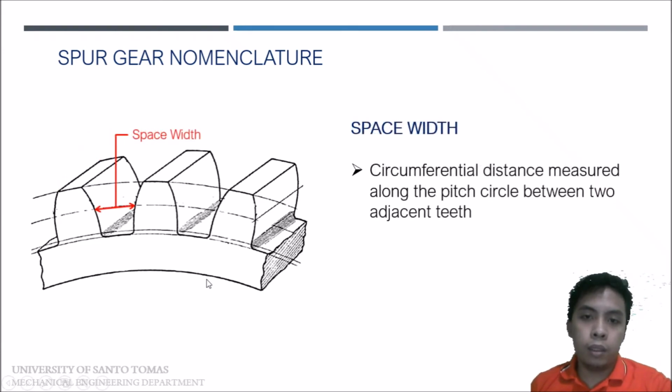Next, space width. Ang space width naman is the circumferential distance along the pitch circle between two adjacent teeth. So ito yung adjacent teeth natin. The distance between them, or the circumferential distance between them, is called space width.